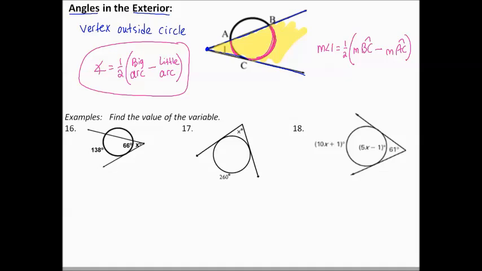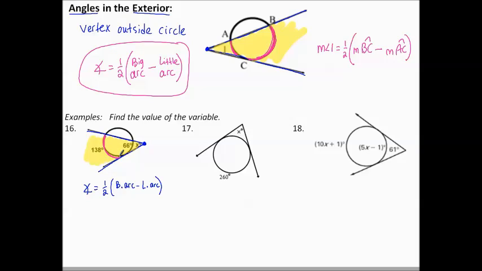Let's look at some examples for this. First thing to do, identify what type of angle we're dealing with. Extend the sides if necessary. I see the angle is outside the circle, so I write angle equals half of big arc minus little arc. Then I'm going to plug in what I have, but the flashlight might help me. So I'm going to shine it on here and see what arcs are being intercepted.